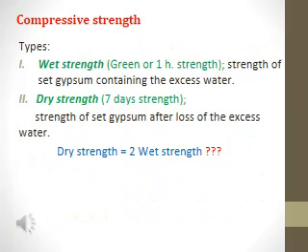The compressive strength of gypsum products develops gradually by time. We have two types of strength: wet strength and dry strength. The wet strength is named green or 1 hour strength. It is the strength of the set gypsum while it is still containing the excess water. After 1 hour, it is still containing the excess water, so it's named 1 hour strength or wet strength or green strength.